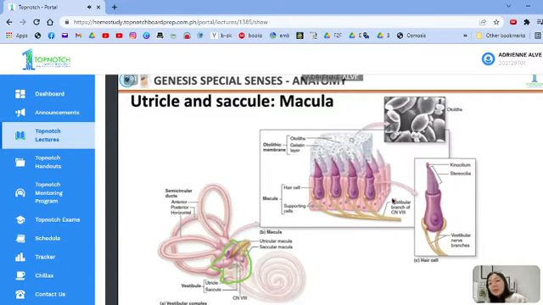When you have head movements, they will cause the otoliths and the gel-like substance to move. This will cause movement of the cilia on the hair cells, which are sensitive, and they cause the polarization and sending of nerve impulses. In this way, you can detect the linear acceleration or position of the head.